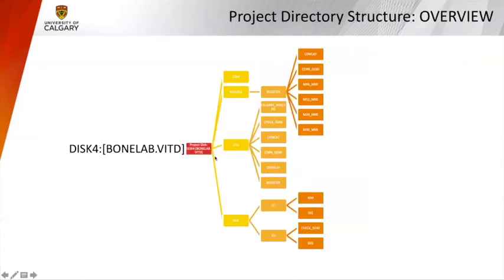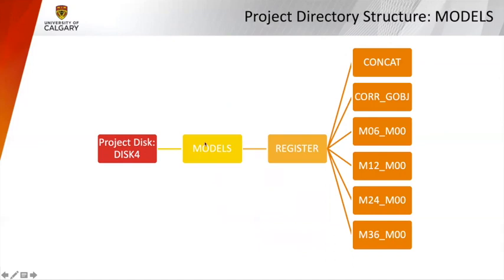So this looks a little onerous, but in our project directory, in our case it's disk 4, under the username Bone Lab, for all the people who are working in the Bone Lab, we have a project that we call vitd in this case as an example. And in that project directory, we would typically have 4 subdirectories: a com, models, log, and doc directory. I'm going to go through each of those separately. The com directory is where we store all the scripts that are specific to this study.